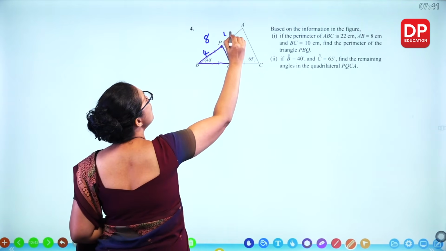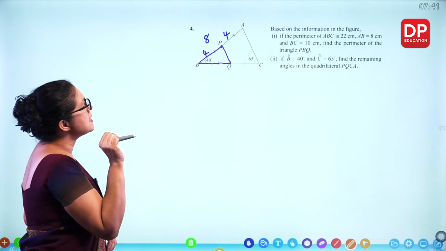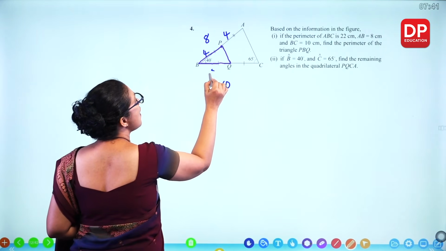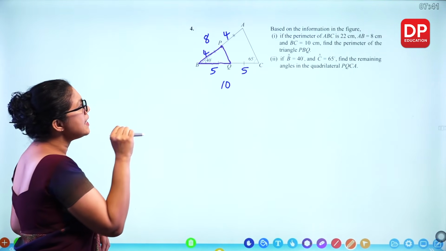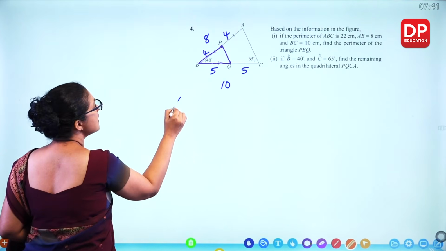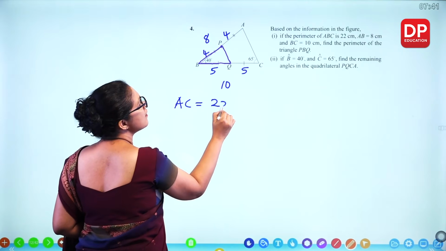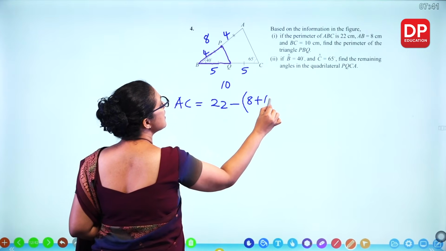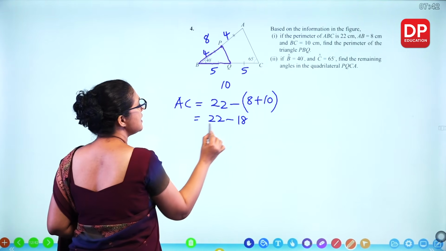So this is 4 because P is the midpoint. BC is 10. This is 5 and this is 5. Then perimeter of ABC is 22. So what is AC length? We can find out AC length is 22, that's the total, minus 8 and 10. So what's the answer? 22 minus 18.